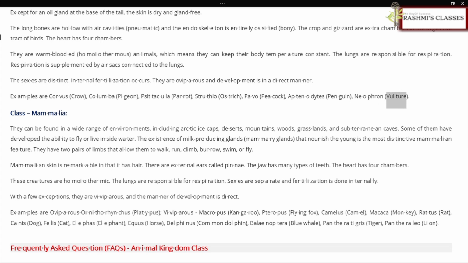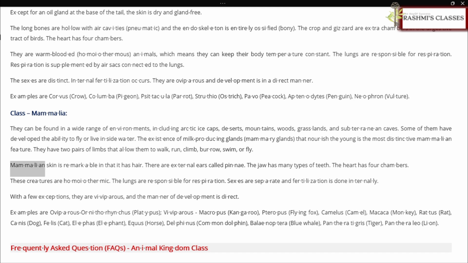Class Mammalia. They can be found in a wide range of environments, including Arctic ice caps, deserts, mountains, woods, grasslands, and subterranean caves. Some of them have developed the ability to fly or live inside water. The existence of milk-producing glands, mammary glands, that nourish the young is the most distinctive mammalian feature. They have two pairs of limbs that allow them to walk, run, climb, burrow, swim, or fly.